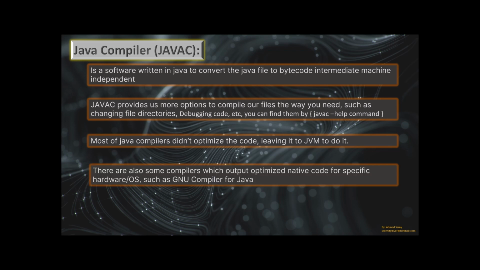But there are some compilers which output optimized native code for specific hardware or operating system, such as the GNU compiler for Java. So there are several types of Java compiler, open source, from Oracle or from Eclipse. You can find a lot of them. If you make a Google search, you will find the list of Java compilers and which one to use and where to use it if you would like.